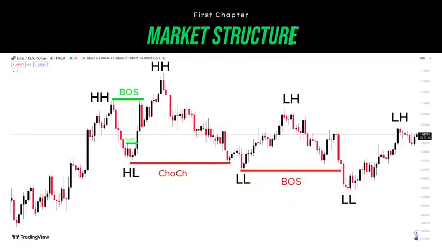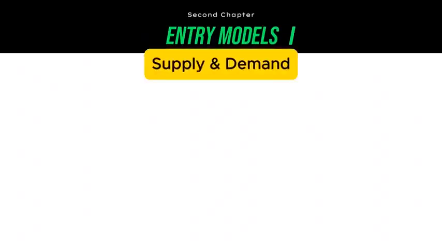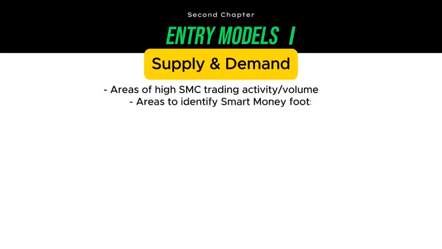Now that we have learned how the market moves and its structure, it's time to learn the trading entry models. The first one we are going to cover is the supply and demand. Supply and demand zones are price levels or areas where smart money are most actively trading with the largest volume. So that helps us identify these levels and follow the smart money footsteps.